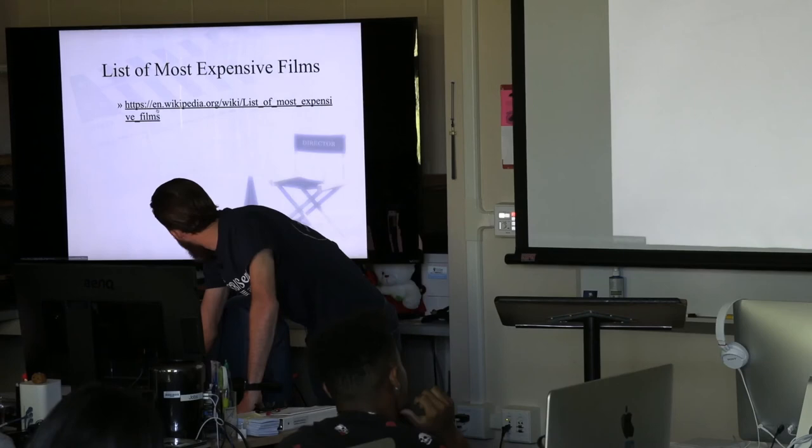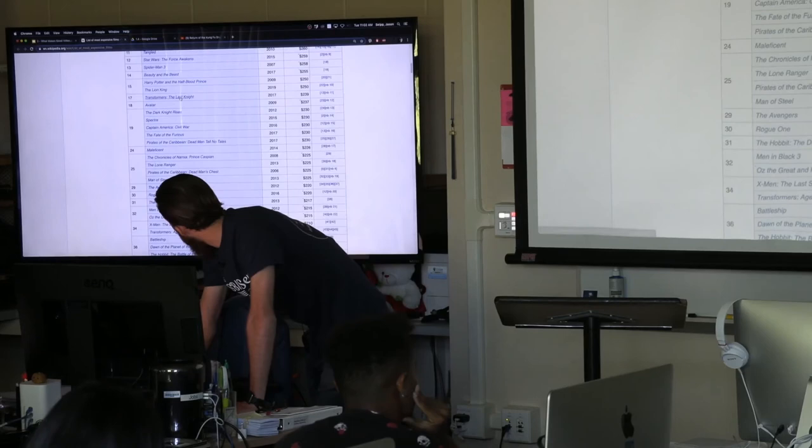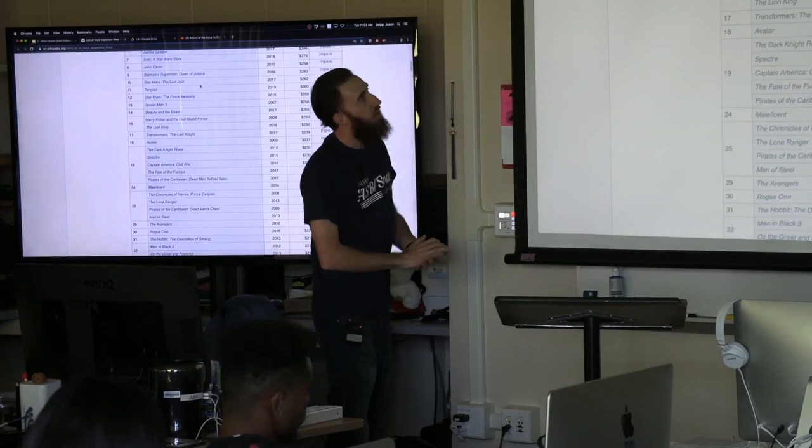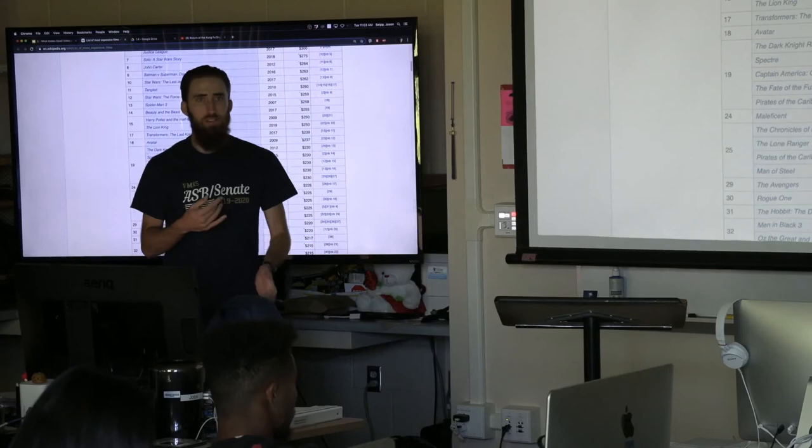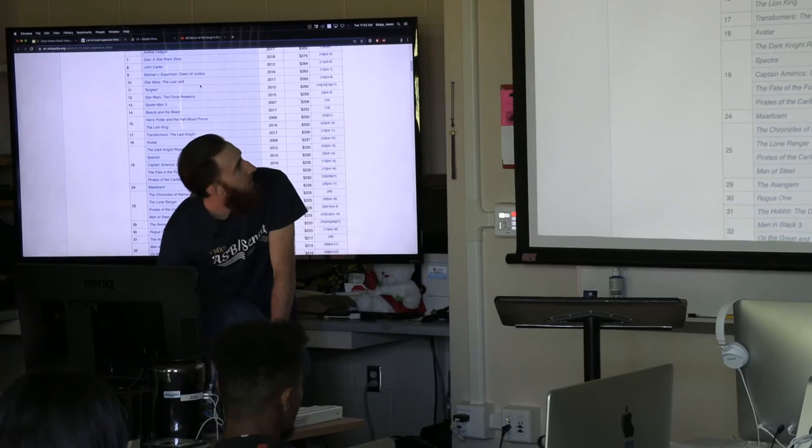Wikipedia lists out the most expensive films in history, and it shows us which ones are the most expensive. We'll start down here. Number 10, Star Wars: The Last Jedi. Okay. Anyone know how many Academy Awards it won? I think it was one, maybe one. Okay? Ninth most expensive film, Batman v Superman: Dawn of Justice.